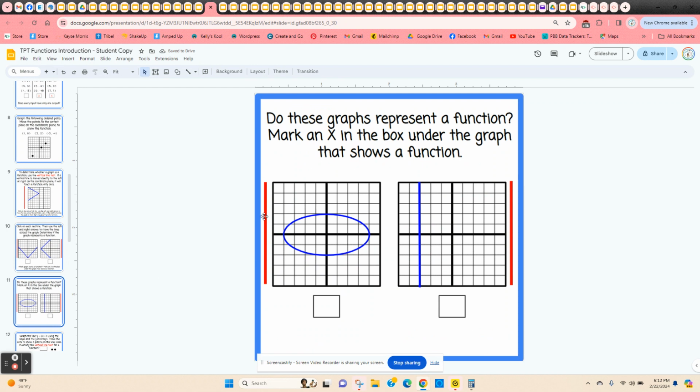The next graph, we're going to do the same thing. Not a function. And then this one, you want to show this to the students. This is also not a function because it touches the graph in an infinite number of places. So neither one of these are functions.